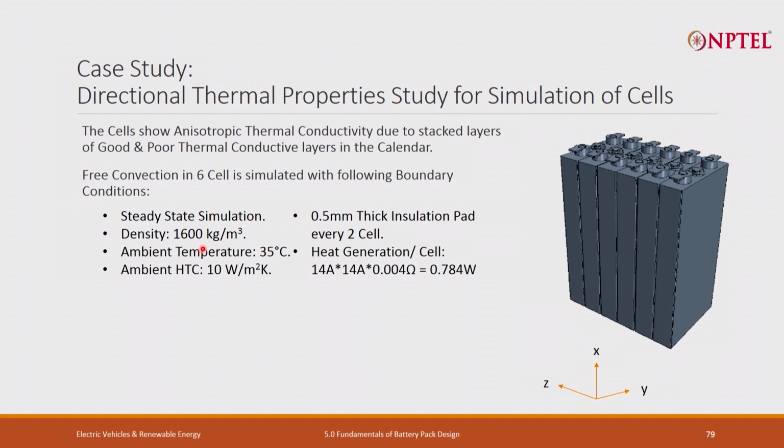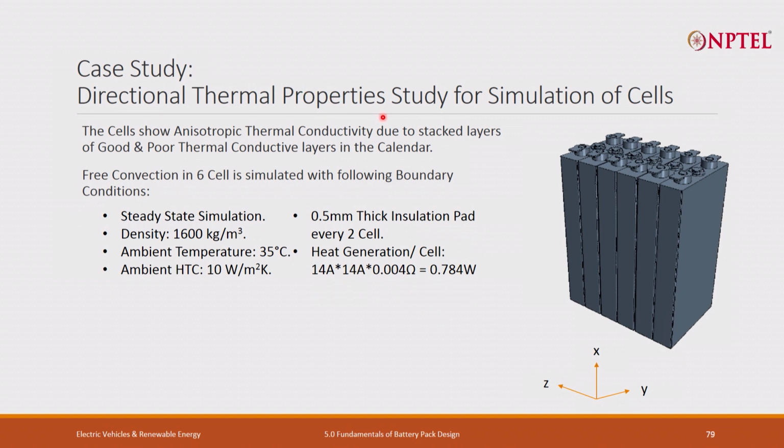The density is 1600 kg per meter cube, ambient temperature 35 degrees, ambient heat transfer coefficient 10 watt per meter square K, because we are considering mostly natural convection. 0.5 mm thick insulation pad between every 2 cells, because we were making 2P16S packs. So after every 2 cells we have to electrically insulate. So a 0.5 mm thick insulation pad is inserted, like here and here and also here and also at the last.